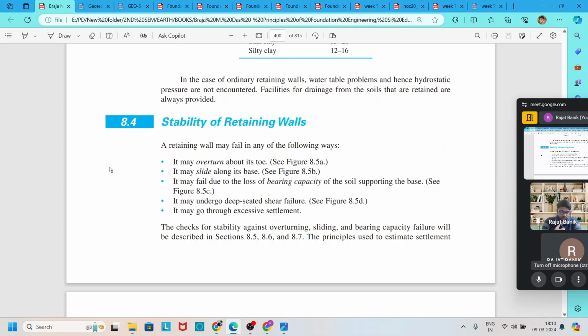So there is different for this. We need to calculate these forces and try to find the factor of safety regarding these failures. Most commonly, we need to check the overturning, also check the sliding, also check the bearing capacity failure, and also check the shear failure and check the excessive settlement. Most of the time the first three are done, that is overturning, sliding, and bearing capacity failure.